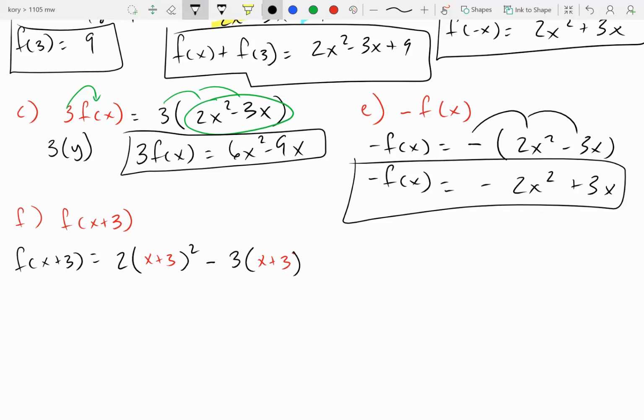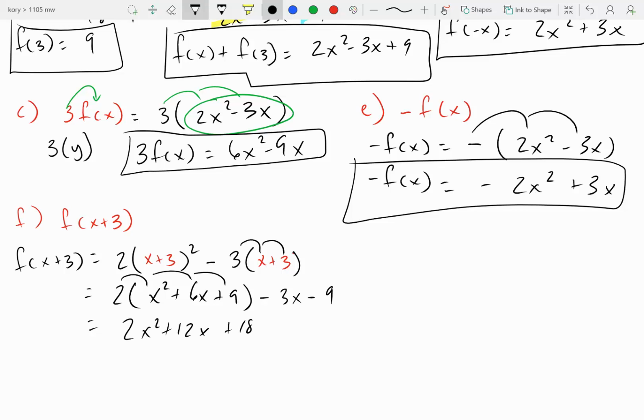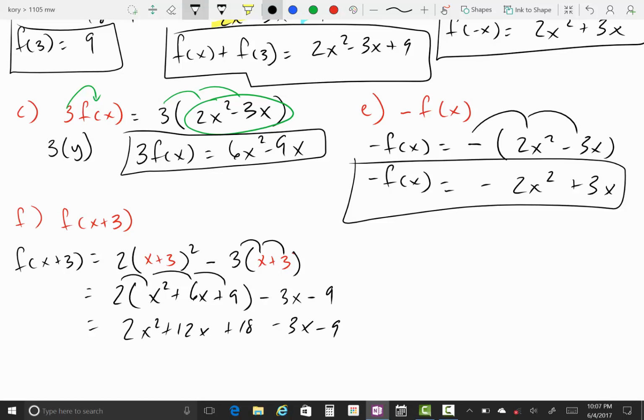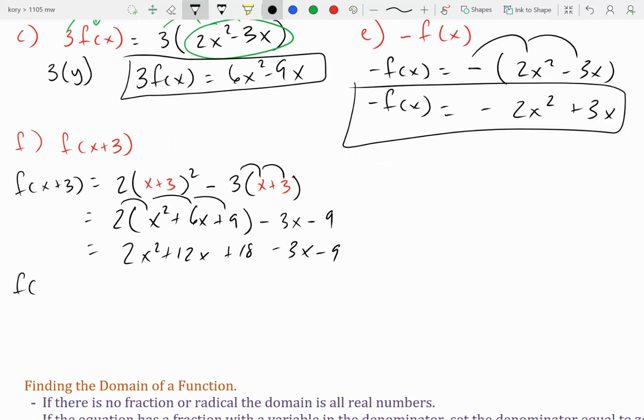And we need to FOIL our x plus 3. So we have 2 times x squared plus 6x plus 9 minus, distribute the 3, 3x minus 9, distribute the 2. We have 2x squared plus 12x plus 18 minus 3x minus 9, combine like terms. So we have f of x plus 3 equals 2x squared plus 9x plus 9.